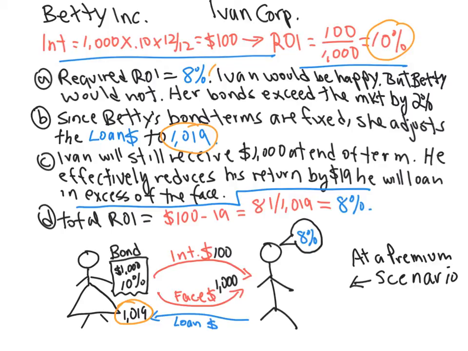That's the loan itself. And so again, through the interest payments, Ivan gets $100, and this extra $19 that comes from the premium goes against his return. So in reality, the net return to Ivan will be only $81. His investment amount is 1,019, so he earns the 8%, and he's happy because that's what he really needs to be satisfied, the market rate. And Betty will be happy too because she's able to still attract Ivan to her bonds and not overpay.